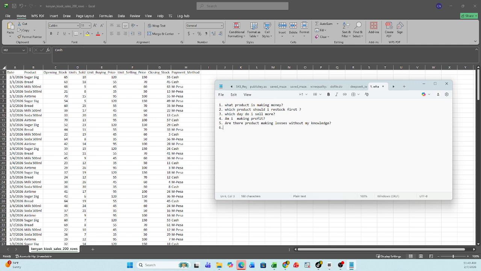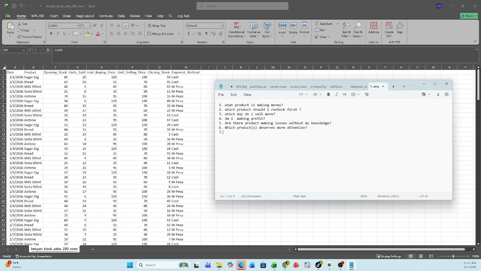The other question that we can answer with this data is which products, it can be one or more, deserve more attention. This can be the ones that are selling more or the ones that are not selling more. What can we do about them?